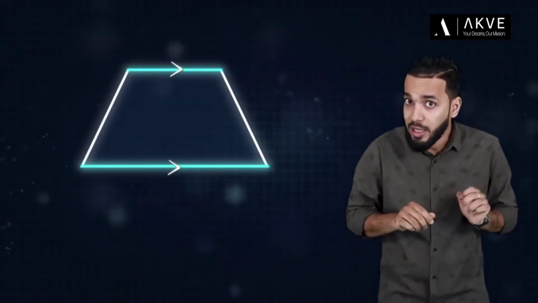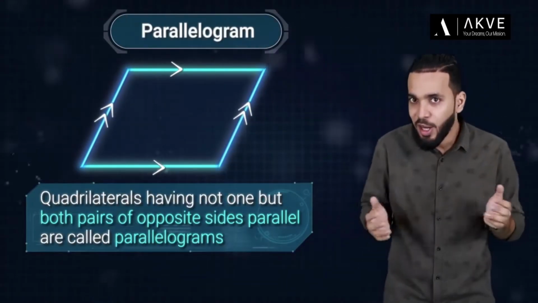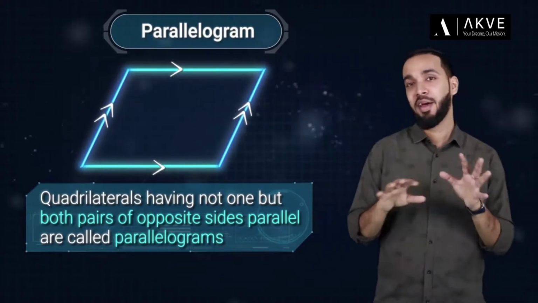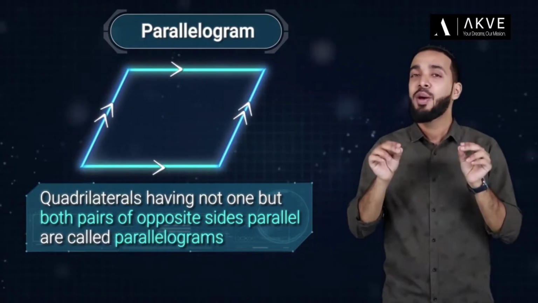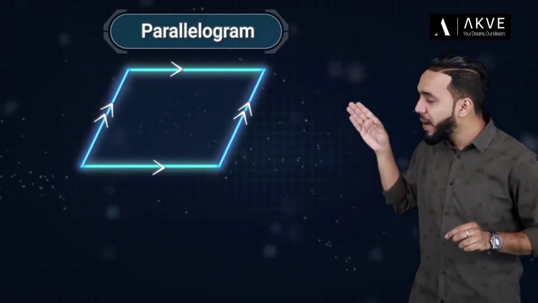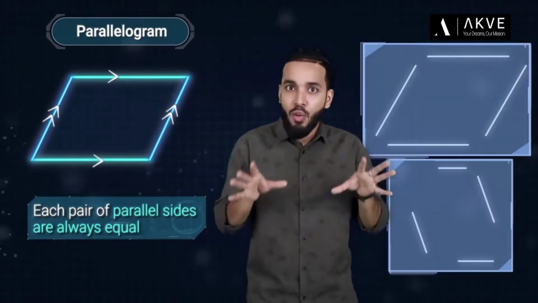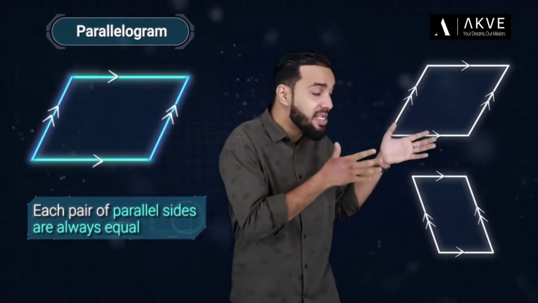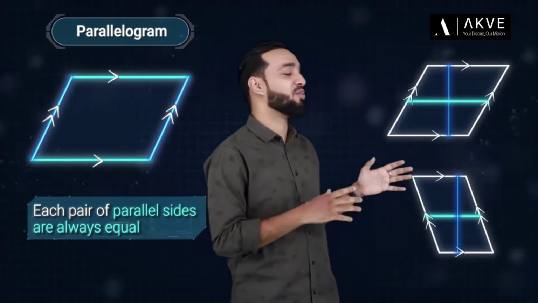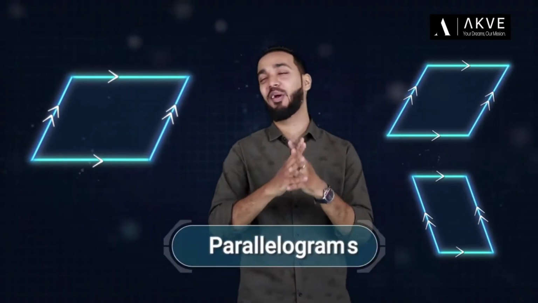Now, quadrilaterals having not one but both pairs of opposite sides parallel are called parallelograms. This one's a pretty recognizable figure, isn't it? Now, an important consequence of having both pairs of opposite sides parallel is that the parallel sides are always equal. Try making a quadrilateral where both pairs of opposite sides are parallel. You will see that each time the parallel sides would be equal. So, all of these are called parallelograms.